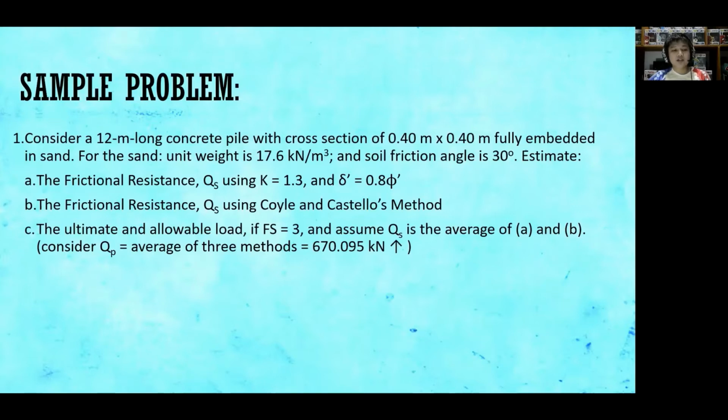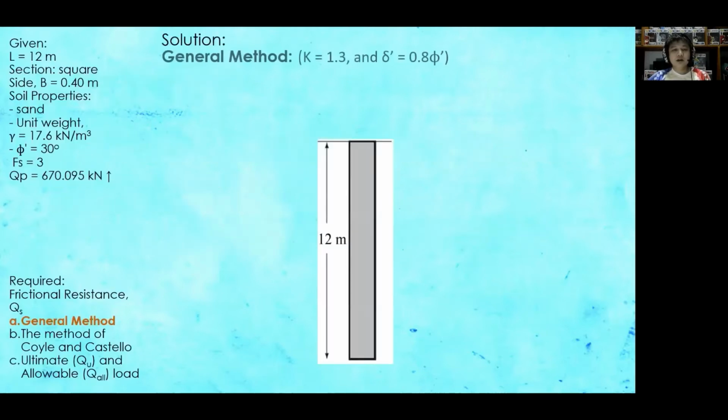For letter B, the frictional resistance Q sub S using Coyle and Castello's method. And for C, the ultimate and allowable load if the factor of safety is equal to 3, and assume Q sub S is the average of letter A and letter B requirement. Consider Q sub P, which is the average of the three methods. From our previous discussion, that is equal to 670.095 kilonewtons.